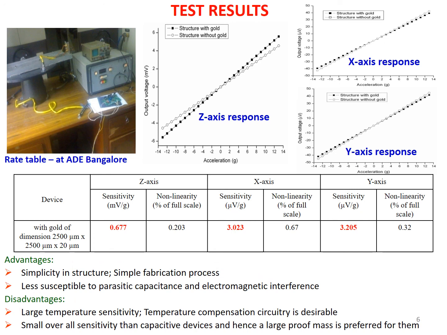But when we look into the disadvantages, similar to the piezoresistive pressure sensor, the main disadvantage is the temperature sensitivity. To compensate for this temperature effect, we need some sort of temperature compensation circuits as well. And its overall sensitivity is also less than the capacitive type device. Fine. So these are the relative advantages and disadvantages of the piezoresistive accelerometer. With this we have completed the piezoresistive type accelerometer.